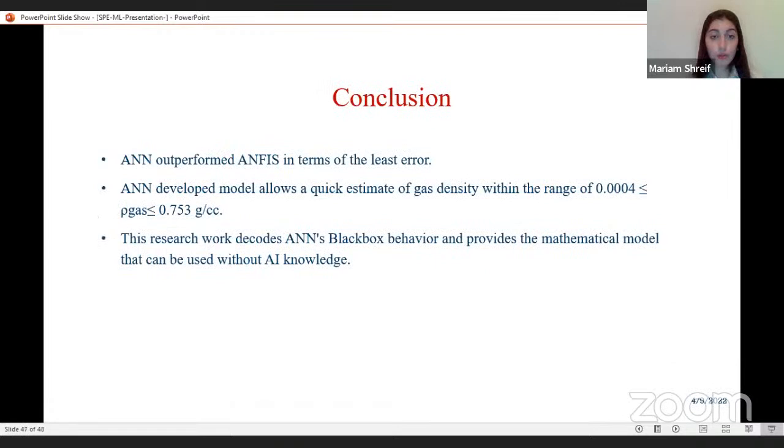So in conclusion, as mentioned, the ANN outperformed the ANFIS in terms of the least error. We developed an ANN model that allows an accurate calculation of the gas density values within the data range that we had in this study, ranging between 0.004 grams per centimeter cubed and 0.753 grams per centimeter cubed. So this research was able to decode the black box behavior of ANN by providing a mathematical equation that can be used without having any prior AI knowledge, but again, within the data range that we had in this study.